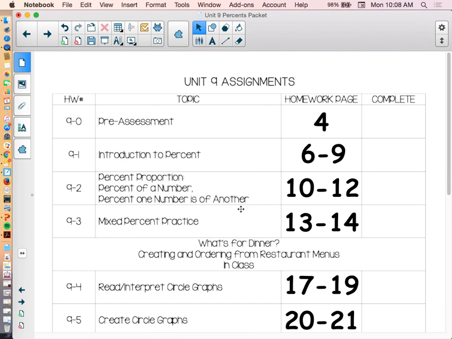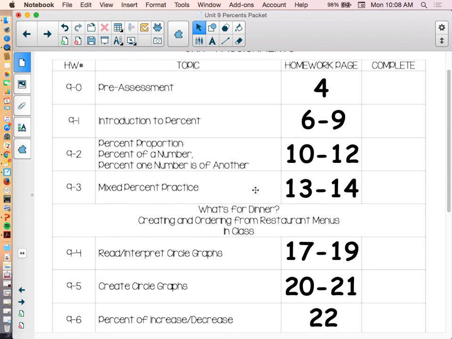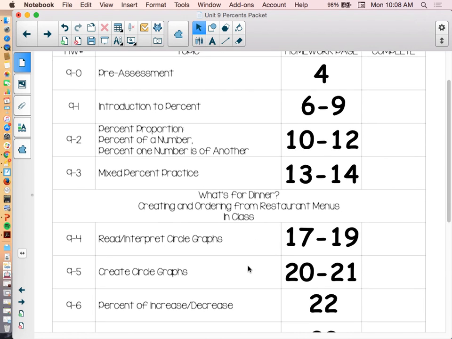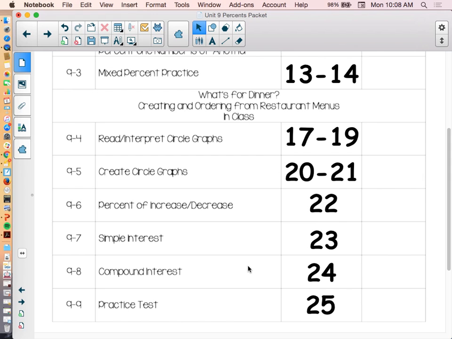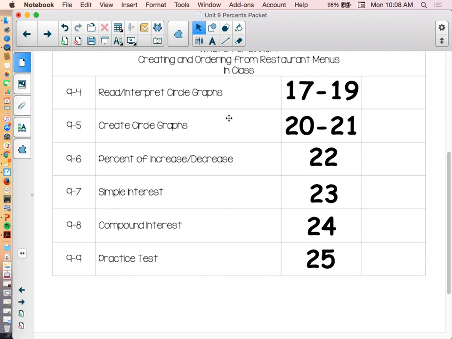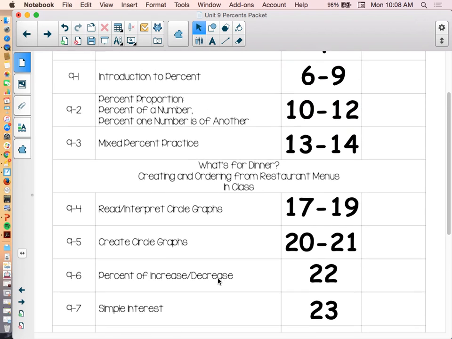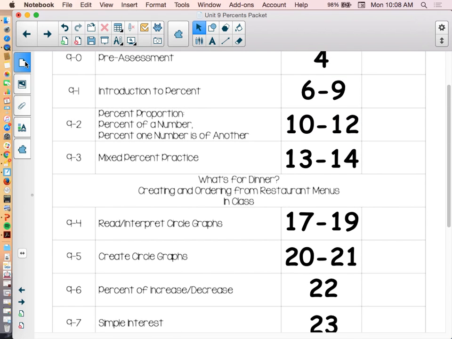Looking at this page, I've updated all of the homework pages. If you want to copy those down, that would be great. If we're looking at tonight's or tomorrow's assignment, 9.4, read and interpret circle graphs, is pages 17 through 19. And looking at tomorrow's, 9.5 is only 2 pages, and after that it'll just be 1 page each. So you're getting there. Great job.